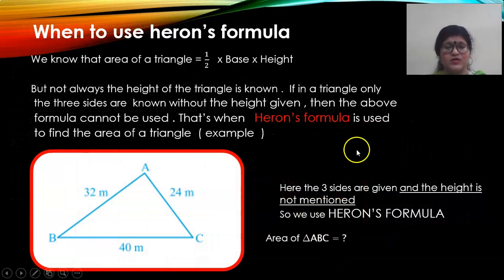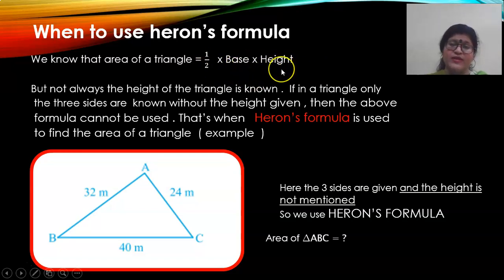When to use Heron's formula? You are aware that the area of a triangle is half into base into height. So if the base and the height are known to you, you can find out the area of the triangle. Similarly, the area of a right angle triangle is half into the product of the perpendicular sides. If the two perpendicular sides are known, you can find out the area of a triangle.